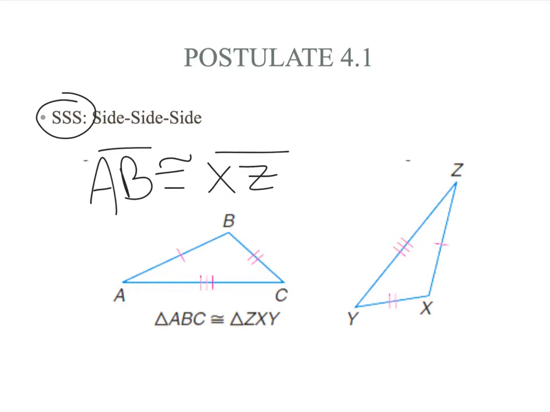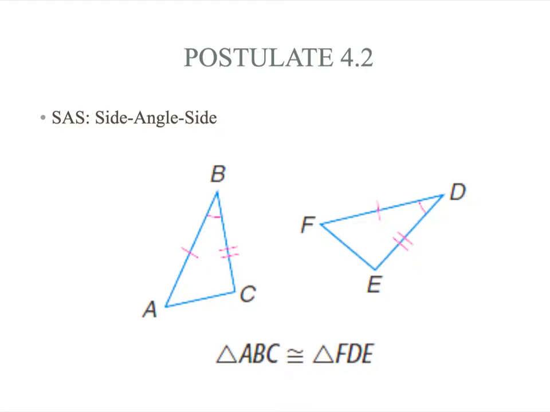Okay? The next one is side, angle, side, abbreviated as SAS, S-A-S. All right. Well, here I've got AB congruent to FD. I've got BC congruent to ED. And I've got the angle B and angle D congruent. That's what that little arc right there means, is that this angle is congruent to this angle. Okay? So there we go. We've got these two triangles congruent.